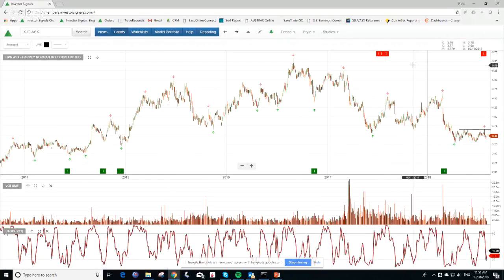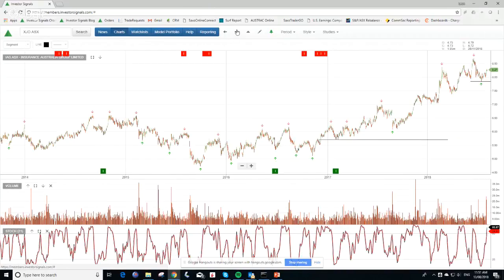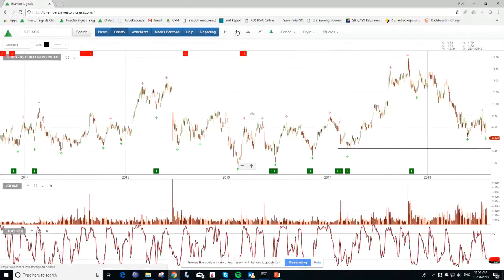Harvey Norman, lower low, lower high, cautious on this name, and we had the algo sell signal, so on the short side of the market. I think Harvey Norman is something that we can now add to the list. Insurance Australia, we're doing buy rights over that.